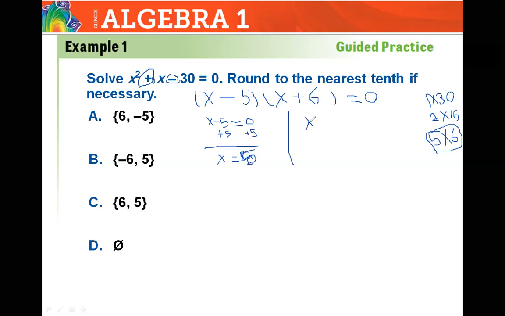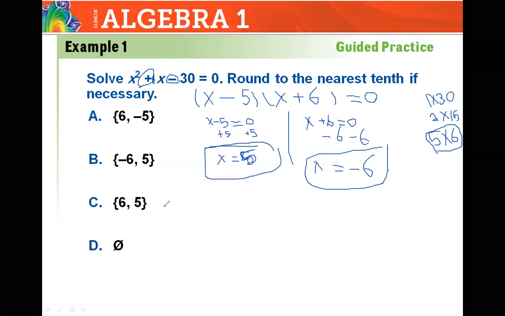Mister, is this answer correct? Yes, 5. And then after that, x plus 6 equal to 0. Minus 6 minus 6. So x equals negative 6. Okay, so the result will be letter B. We get the result as letter B, as Muhammad said, by using factorization.